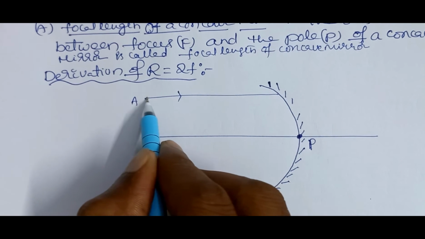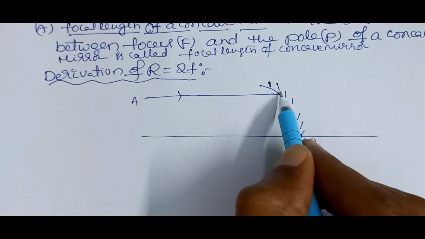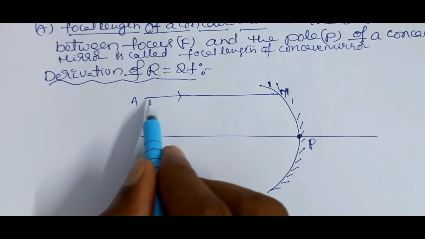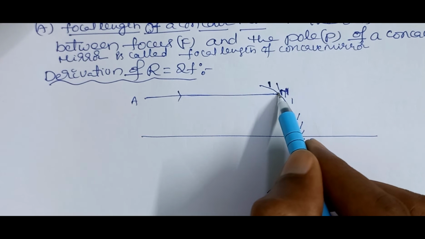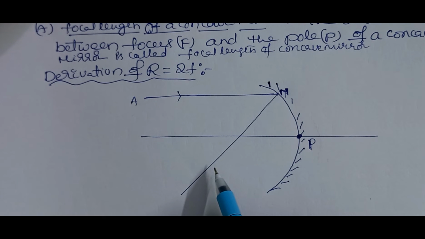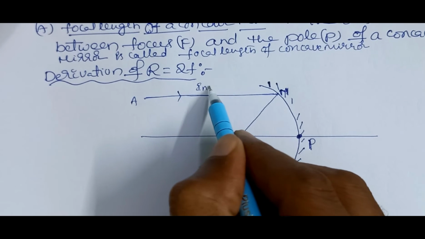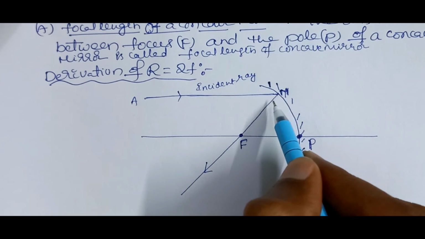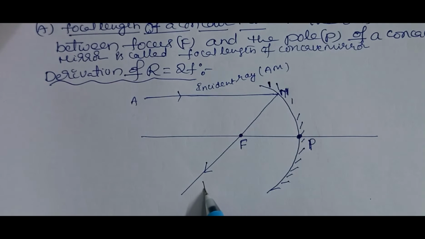Now let AM be an incident ray hitting the concave mirror at the point M. You can see it is parallel to the principal axis, but after reflection it passes through the focus capital F. So AM is the incident ray, which is parallel to the principal axis and strikes the mirror at the point M, and this is the reflected ray.